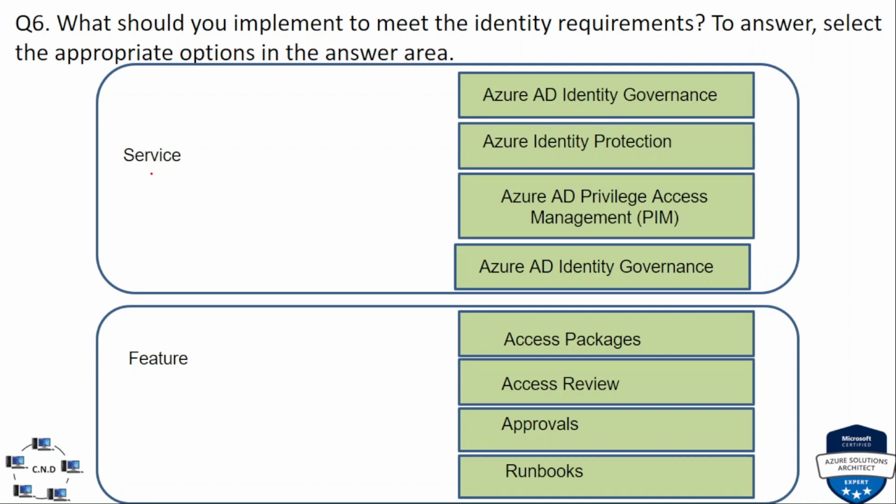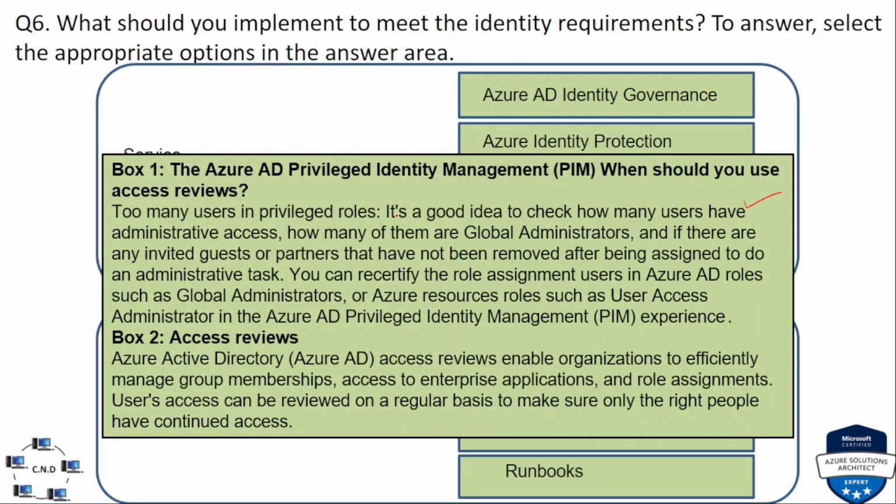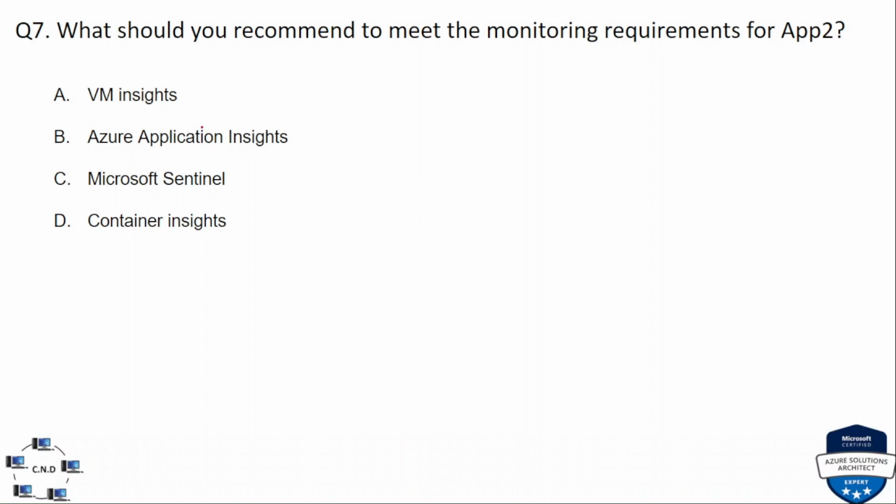And here again we have two options, service and feature, and against the service we have 4 options, and the correct option for the service is Azure AD Privilege Access Management, that is Privilege Access Management PAM, and for the feature the correct option is Access Review. So these two are the correct options, and again this is the explanation for both the correct options. You can read the explanation by pausing the video if you like. I will skip reading this explanation and go to the question number 7.